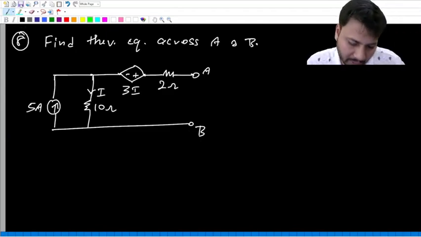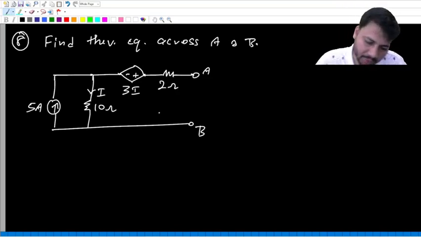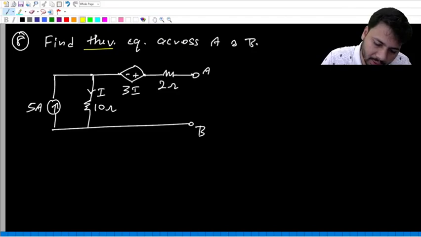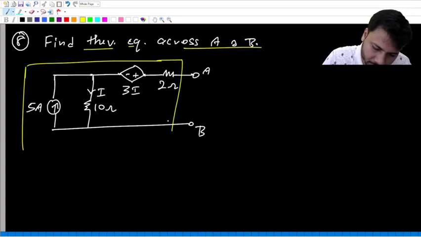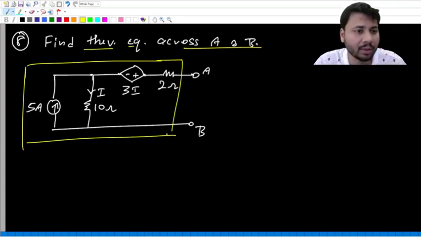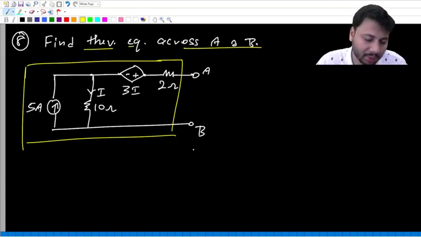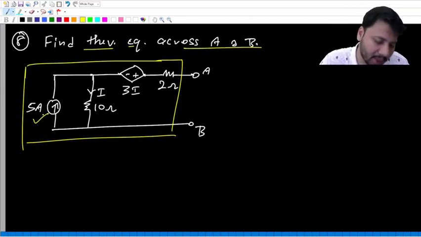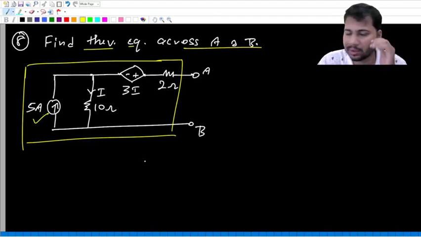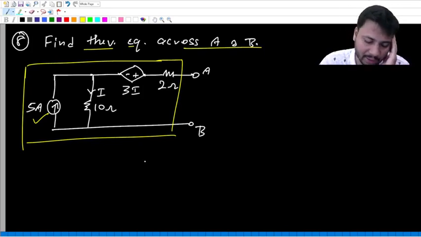Okay, look at the next circuit. There's some circuit and the question is to find the Thevenin equivalent across A and B. That means this network should be replaced with a single voltage source in series with a single resistance. This time we cannot say that the Thevenin voltage is 0, because there is an independent source. If there are no independent sources, then VTH will be 0. So here we have to find VTH and RTH.